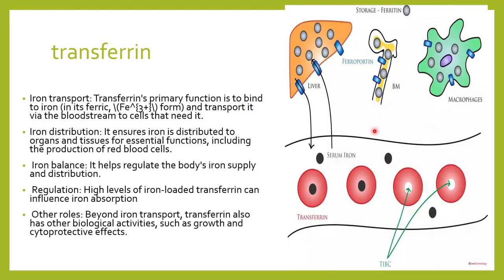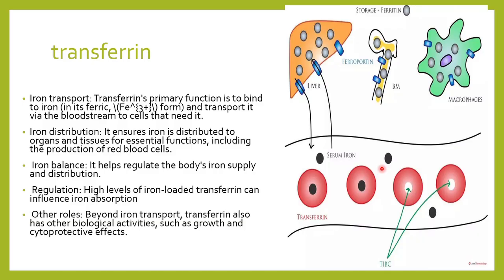The main function of this transferrin is to transport the iron. So it binds to the iron in the ferric form and transports it via the bloodstream to the organs wherever it is needed, the liver, the bone marrow, the spleen, etc. Depending upon the body's needs, it helps to regulate the body's iron supply. And this is also very tightly regulated, because a high level of iron-loaded transferrin can influence the iron absorption also.